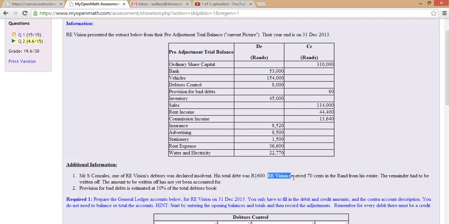Then the sentence says that RE Vision received 70 cents in the rand from his estate. The remainder had to be written off. The amount to be written off has not yet been accounted for. Good. So the first thing that we're going to have to do is to calculate the amount to be written off. So let's look at the situation.